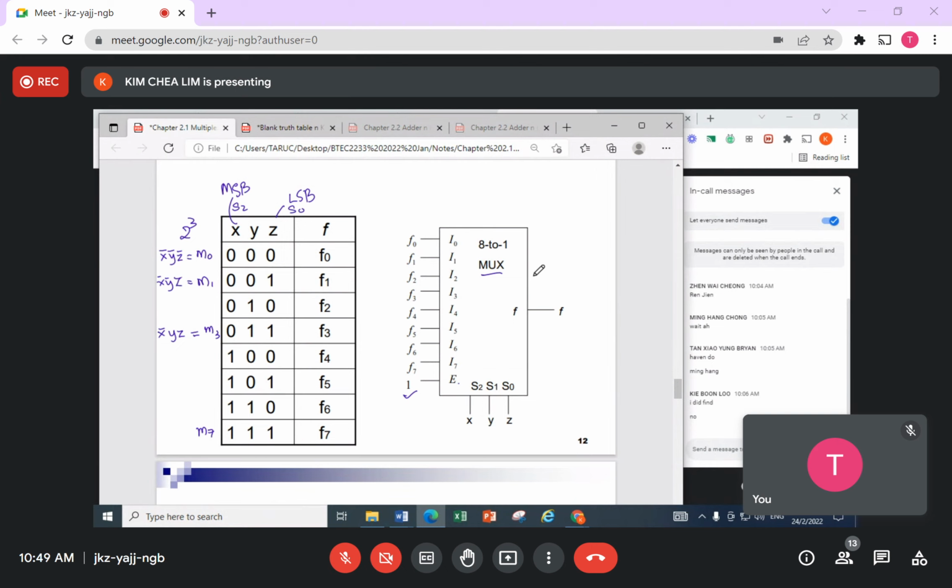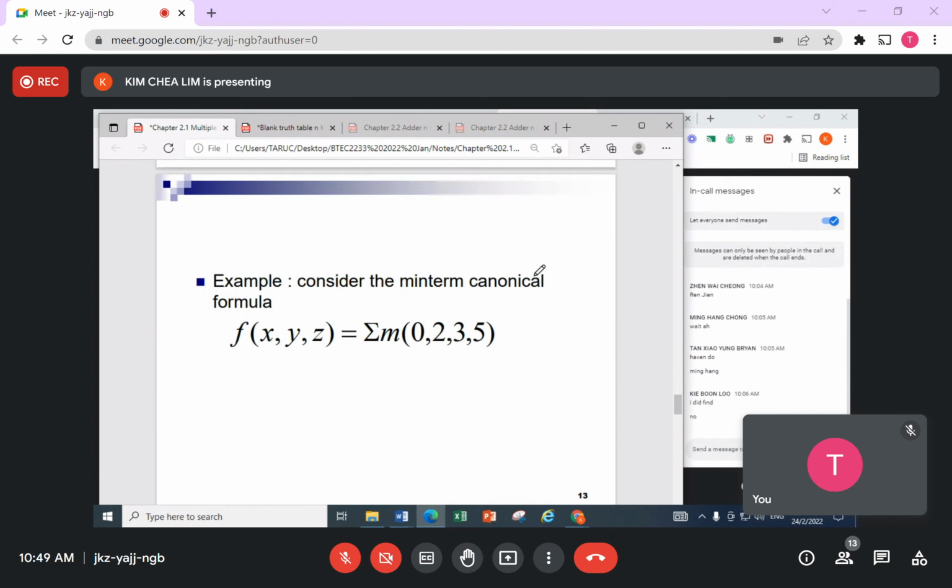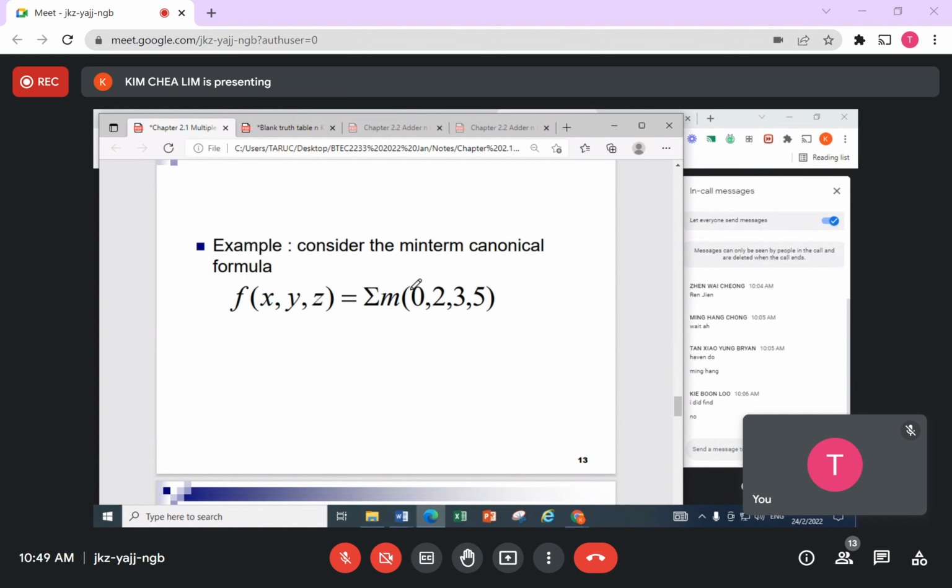Then I may need to use a smaller size of multiplexer. Let's say 4-to-1, things like that. So in that case here, how am I going to do it? Now here, they ask you to consider this min-term.